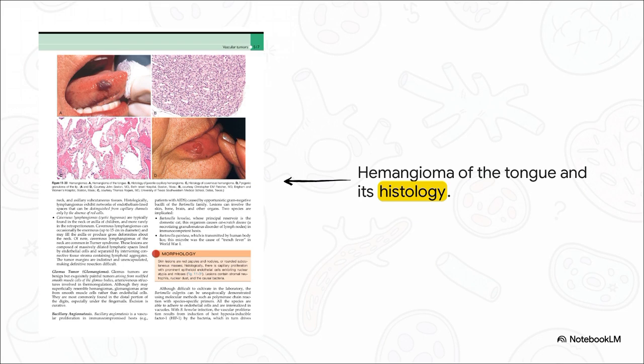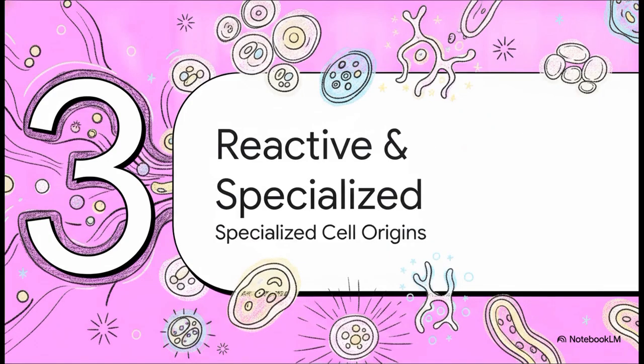You can clearly see the structural difference when looking at these tissues. In a clinical setting, a hemangioma of the tongue looks like a prominent, raised vascular mass. But when you check the histology of a juvenile capillary hemangioma under the microscope, it all makes sense. You see those classic thin-walled capillary spaces, completely packed together just like we described. Let's shift gears to Section 3, Reactive and Specialized Tumors.